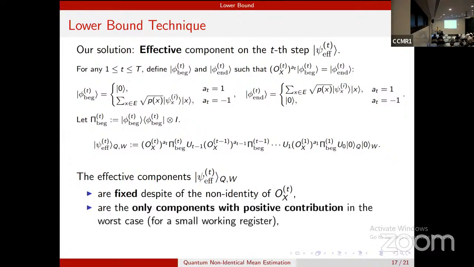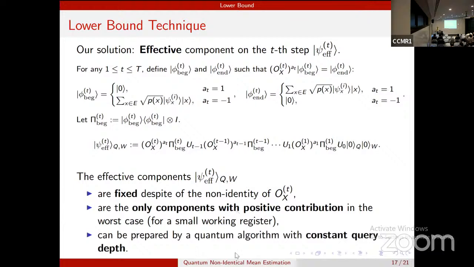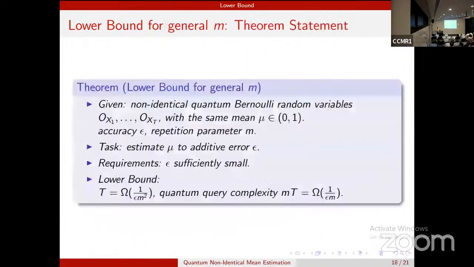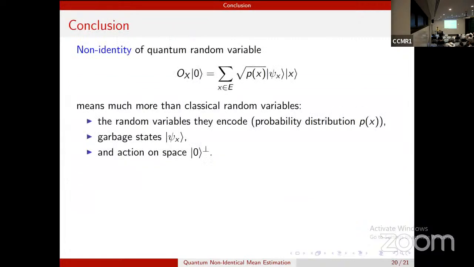And we can prove that, on the one hand, they are the only components with positive contribution, and on the other hand, they can be prepared by a quantum algorithm with constant query depth. So such a quantum algorithm cannot provide quantum speedup for this non-identical mean estimation problem, and neither can any quantum algorithm. So this is a lower bound. We also have another lower bound for general M, and it does not require the small working register assumption.